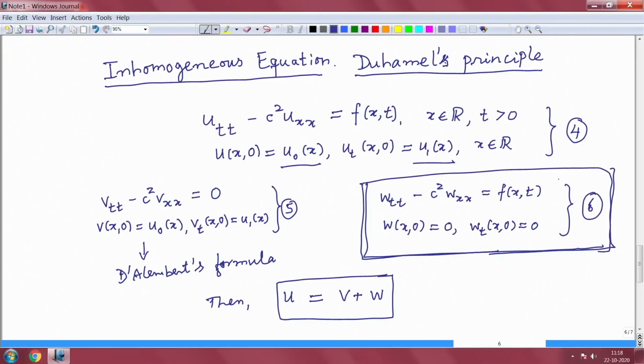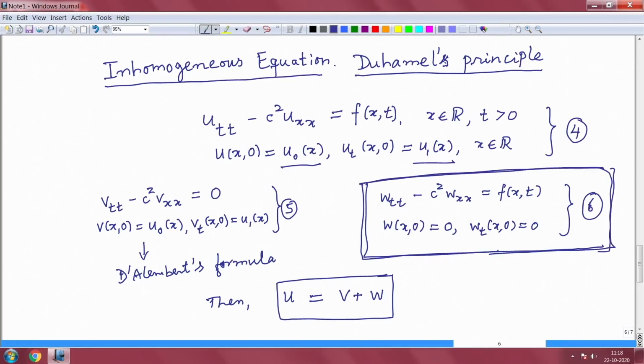So, welcome back, and now we will complete, we write down the formula for the solution of this problem 6.